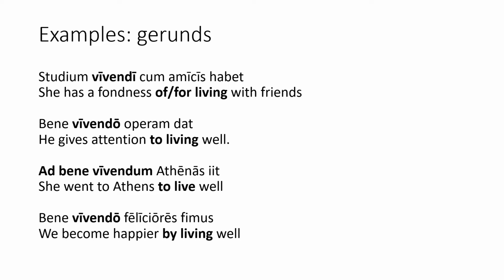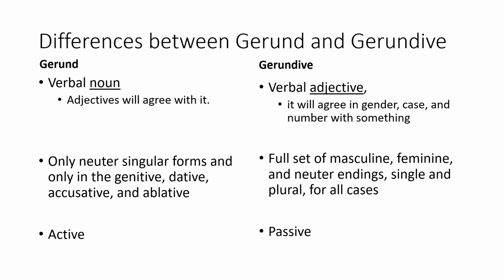learning about shortly. Finally, in the sentence bene vivendo feliciores fimus, vivendo is the neuter singular ablative gerund. It is modified by the adverb bene and has the function of an ablative of means. It is translated as "by living well," and the whole sentence as, "we become happier by living well." At this point, you may be wondering how you're supposed to differentiate the gerund and the gerundive. Let's look at their traits in comparison.